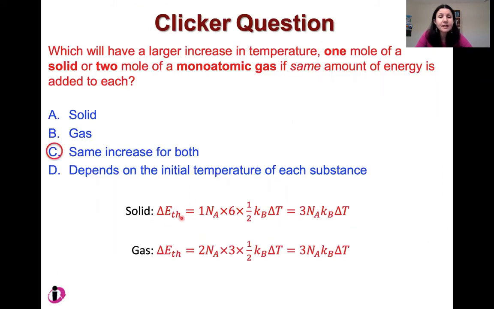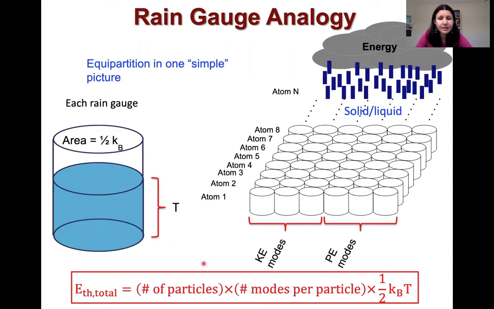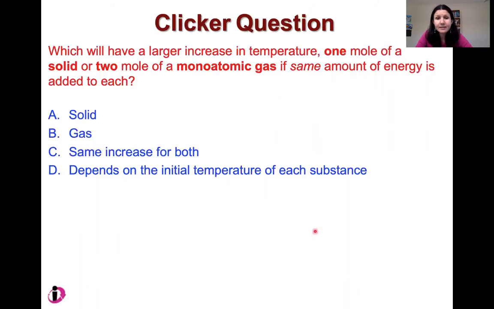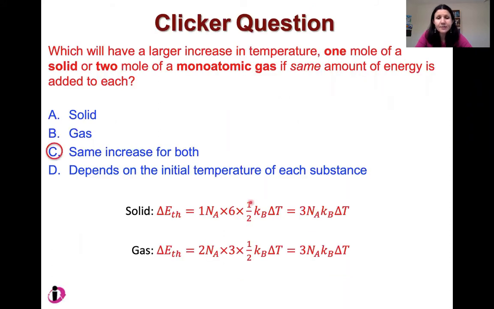For the solid, we have 1 mole, so that's the number of particles, that's what goes in here. How many modes per particle? 6, because that's our solid, times this 1/2 kB delta T. The 6 and the 1/2 cancel, so we have 3 Na kB delta T. For the gas, now we have 2 moles, so we have 2 here, but then instead of 6, we have 3 modes because there are no potential energy modes, with the same factor of 1/2 kB delta T. Now the 2 and 2 cancel, so we're still left with this factor of 3 Na kB delta T.